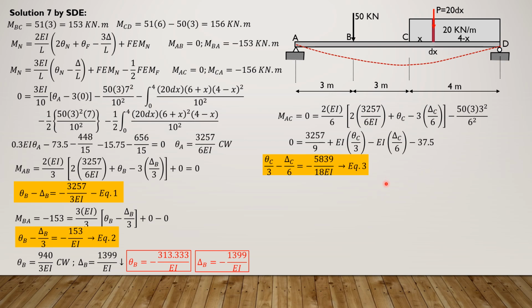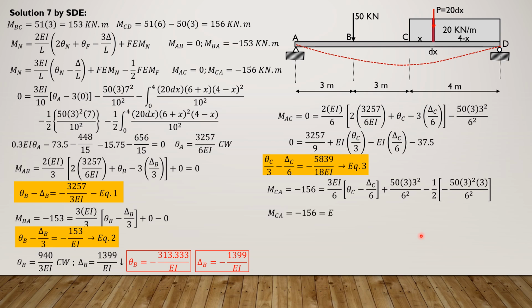Call that equation 3. Then moment CA, because moment at A is 0, so we use this other formula, 3 EI over 6, quantity theta C minus delta C over 6. Then plus, it is positive, 50 times 3 square over 6 minus 1/2 of negative, as far end is left, so negative 50 times 3 square over 6 square. So this is the only load we consider between A and C.